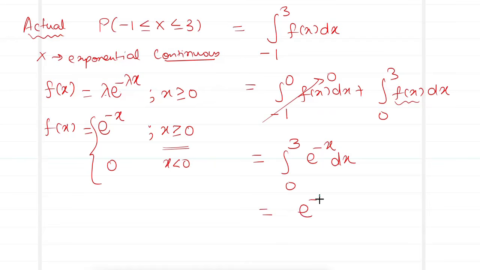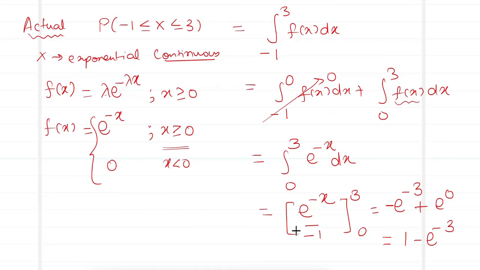Integration of e power minus x gives you e power minus x by minus 1 between the limits 3 to 0. Now apply the upper limit. So you have e power minus 3 divided by minus 1, upper limit minus the lower limit. Minus of minus will become plus. e to the power of 0, which is going to be 1. So I have 1 minus e power minus 3. Now use your calculators to estimate the value of e power minus 3 and then subtract it from 1.